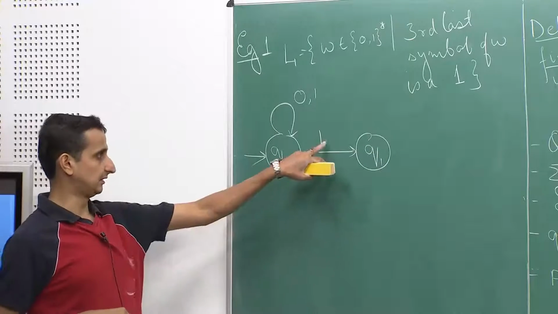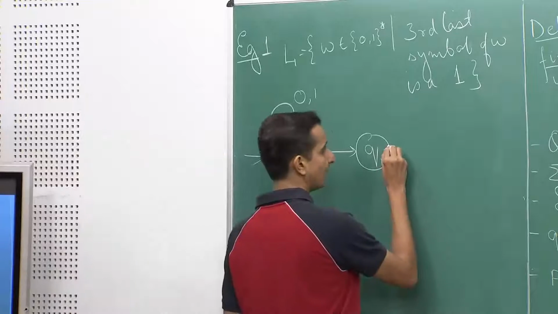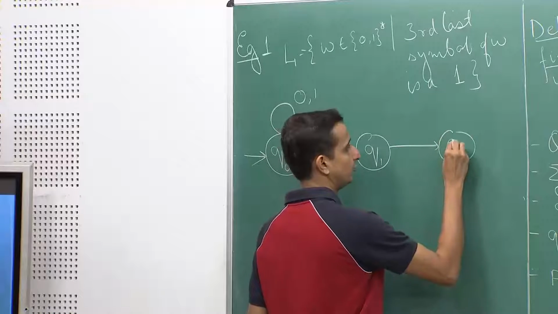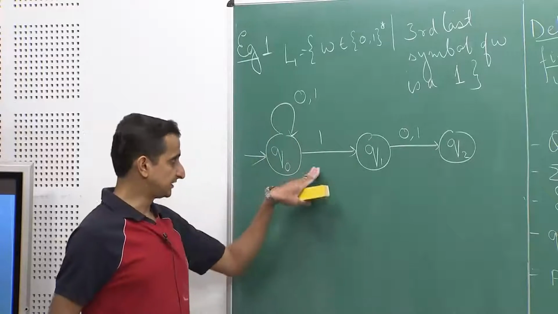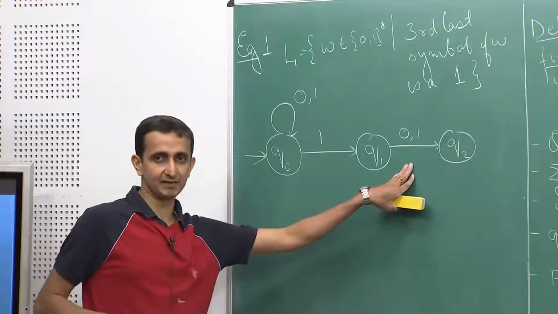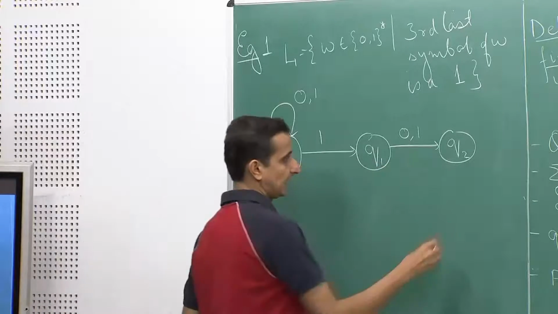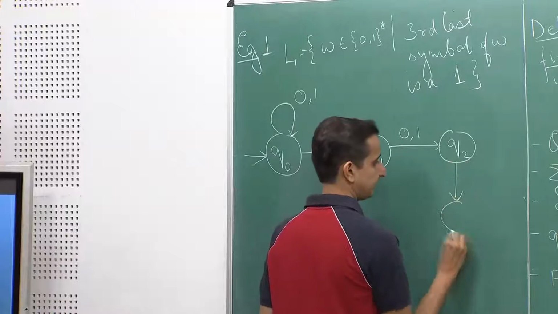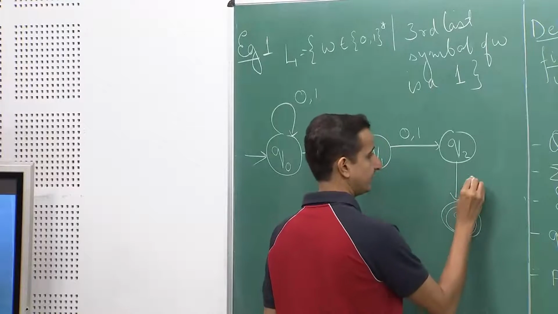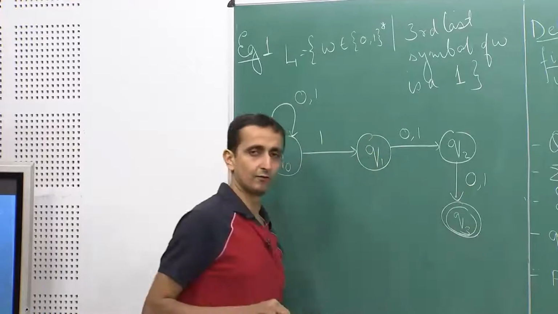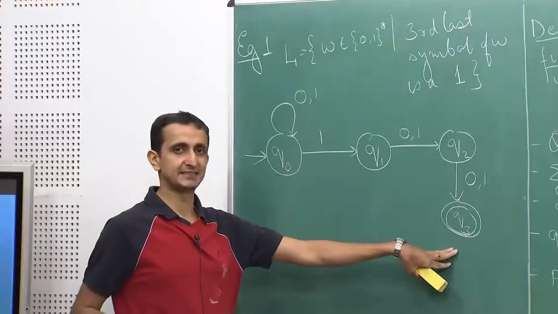Then again from Q1, I go to a state Q2 on seeing either 0 or 1, because if this is the third last symbol, this will be the second last symbol. I do not care what it is. And then from Q2, I go to a state Q3 again on a 0 or a 1. This is the last symbol and this is my accept state.